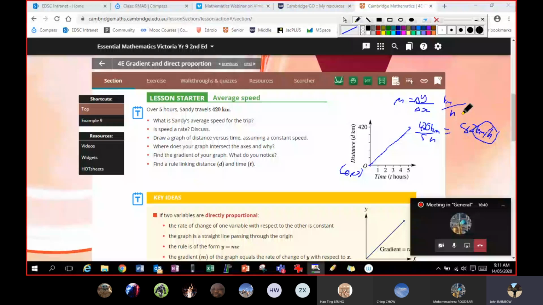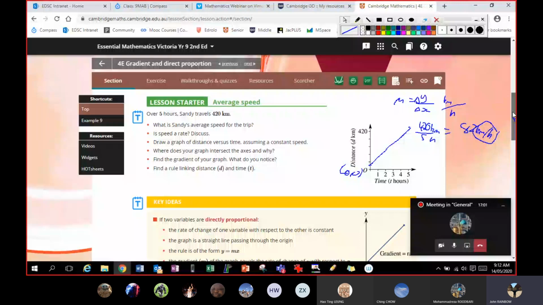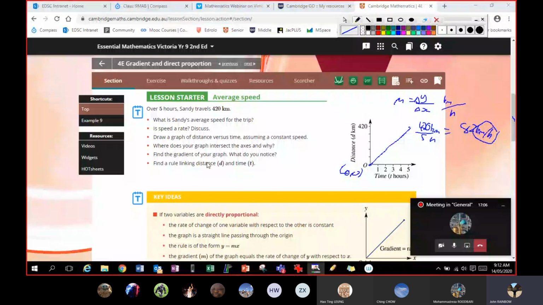Find a rule linking distance and time. We found the rule, which is how fast you're going, kilometers per hour. No, sorry, the rule would not be that. The rule would be linking distance and time. So my distance would equal 82 times t, because I'm doing 82 kilometers per hour.